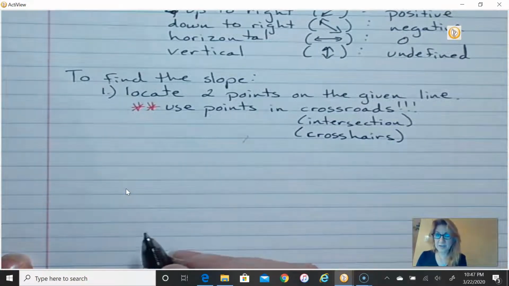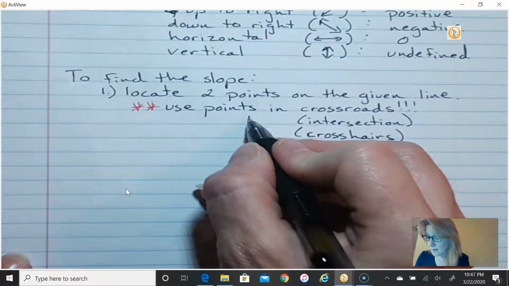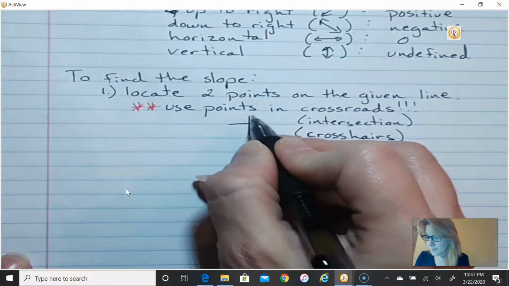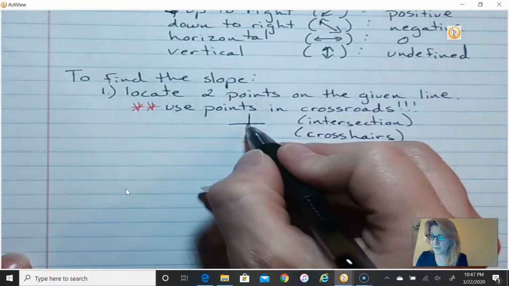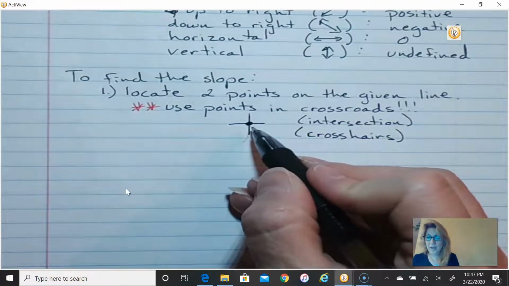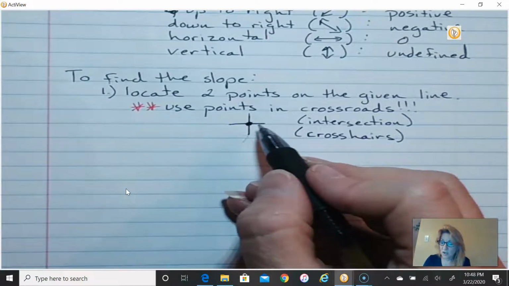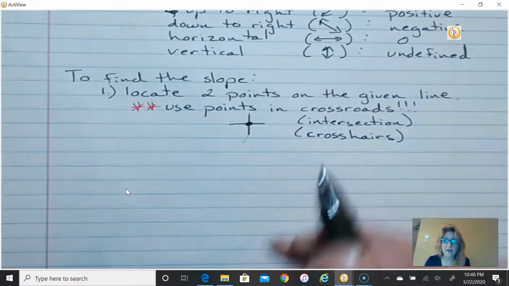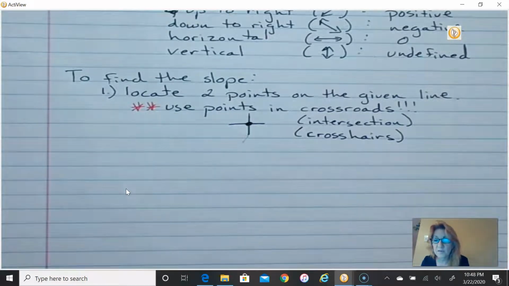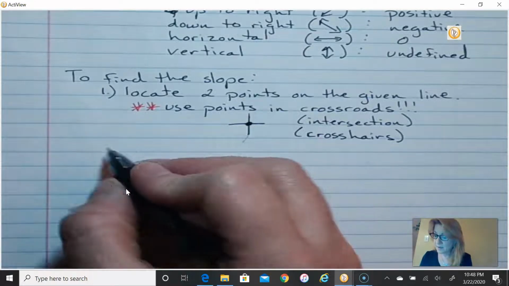Basically, when you're looking at your graph, you know, the graph paper, if this is the lines, you're looking for a dot that's right in that crossroad or that intersection or crosshair, whatever you want to call it. You want a dot that's right there in the middle of where those 2 lines cross. That's very, very important.